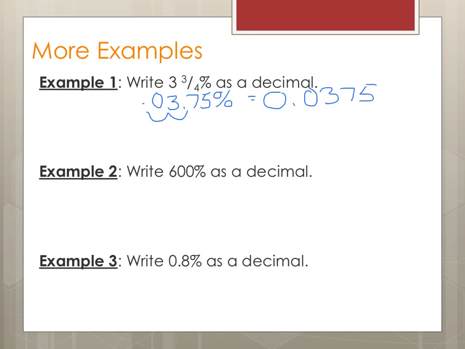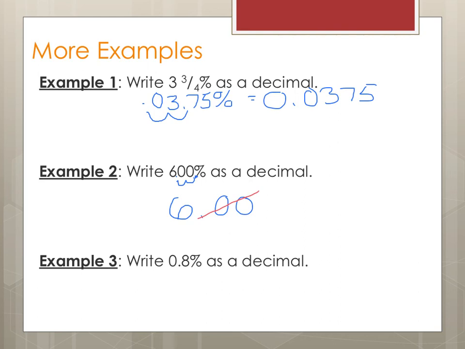Alright, write 600% as a decimal. When we have whole numbers, the decimal is implied to be after the ones place, so all the way to the right there. We'll move that 2 places to the left. Okay, and so it's between the 6 and the 0. We can simply write that as 6. We could write it as 6.00, but it's not necessary. We can drop those zeros after the decimal off and just write it as 6.